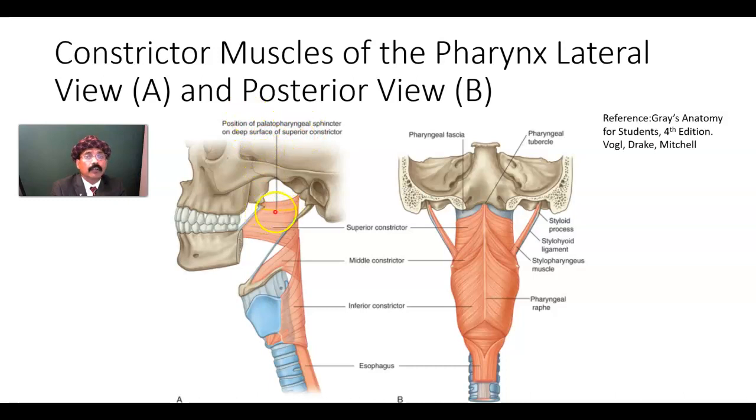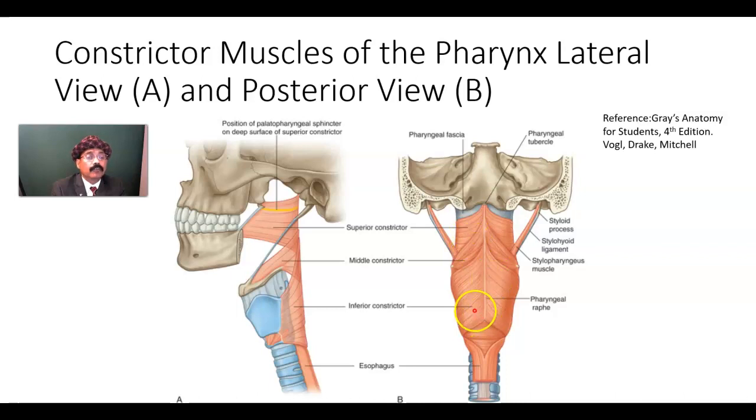These are the palatopharyngeal sphincter, some muscle that goes deep to the superior constrictor. We also call it the Passavant ridge. This helps in the sphincter mechanism of the superior constrictor muscle. Here is the stylopharyngeus muscle innervated by the glossopharyngeal nerve. Here is the inferior constrictor. Look at that, the middle constrictor is overlapping the superior constrictor muscle.